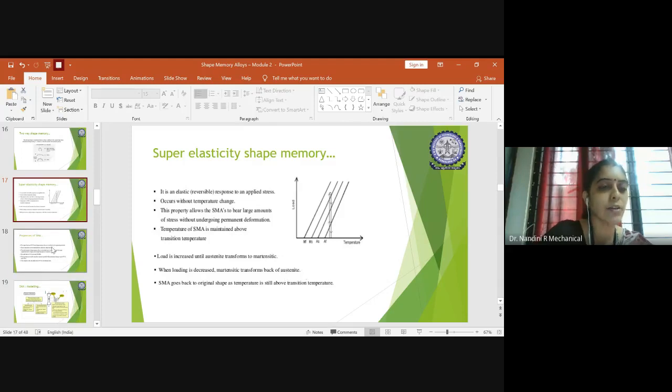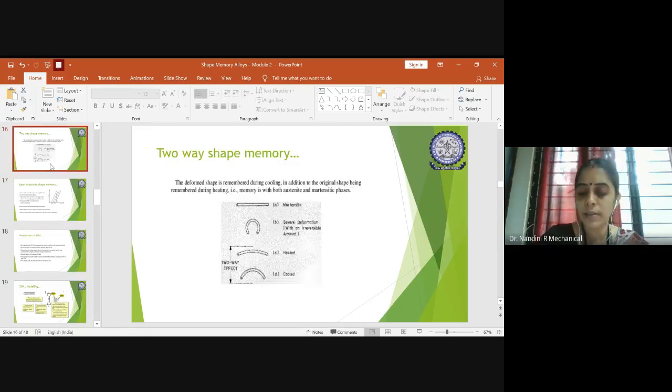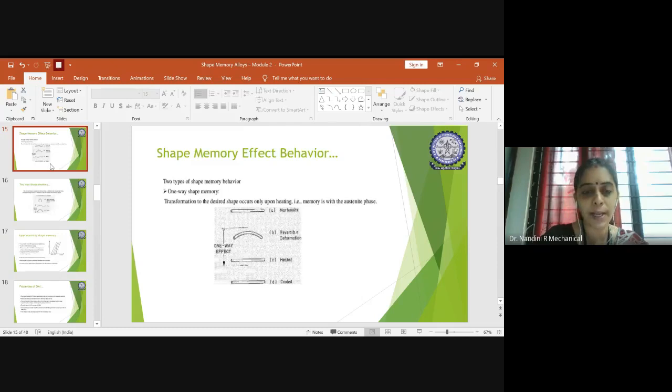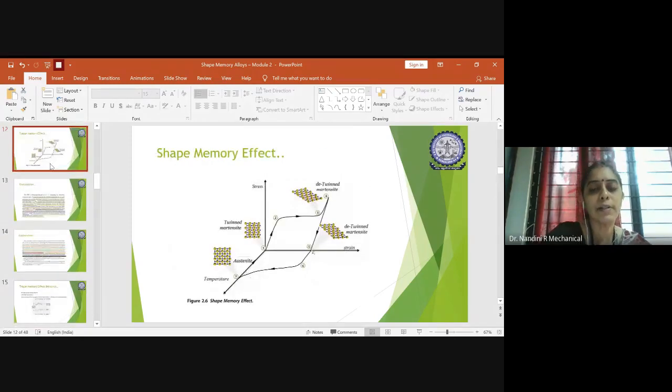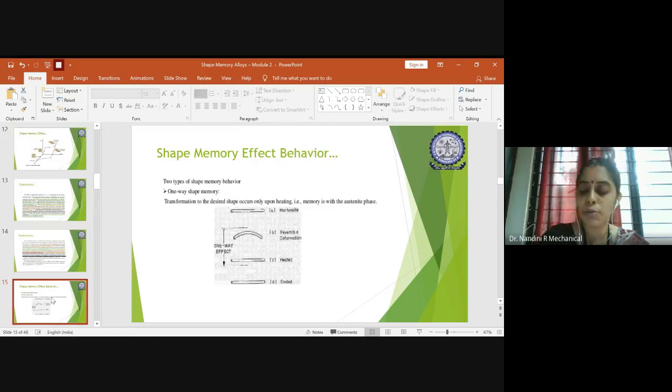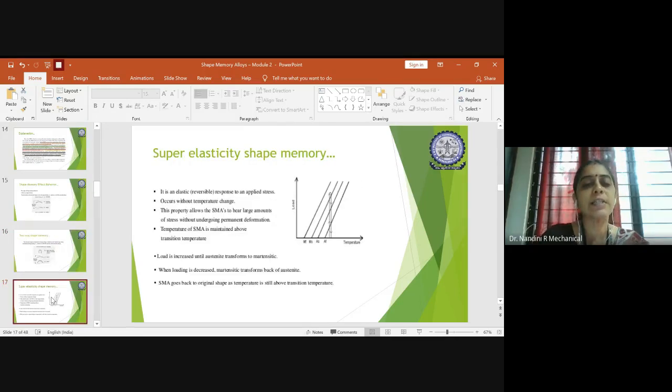Initially you subject it to mechanical loading or the temperature. That helps you change from austenite to martensite. But when you stop giving the loading or the heat treatment, it gradually comes back to its original position. So that is what is described as a characteristic of the super elastic shape memory alloy.